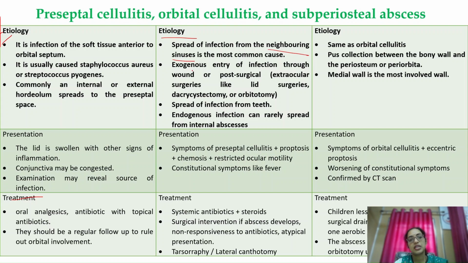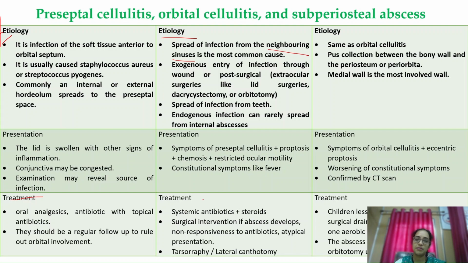Okay, so exogenous entry can be through a wound or post-surgical, like extraocular surgeries, lid surgeries, DCTs, orbitotomies. There can be spread of infection from the teeth, okay, and rarely there can be endogenous infection through the blood. Presentations, it's a little more dramatic. The symptoms of preseptal cellulitis, along with proptosis, chemosis, restricted ocular motility, and there are associated constitutional symptoms like fever.